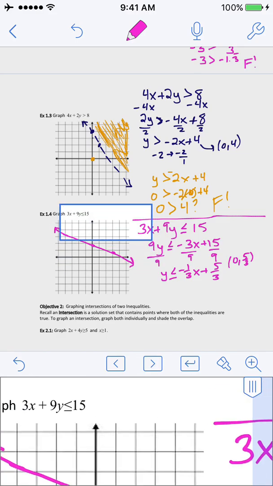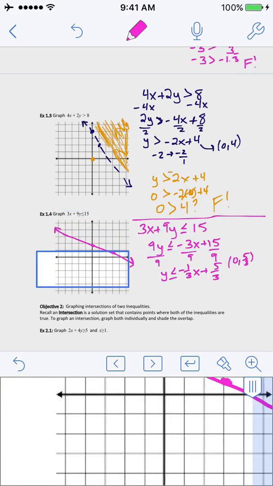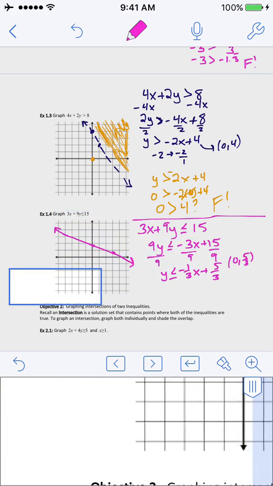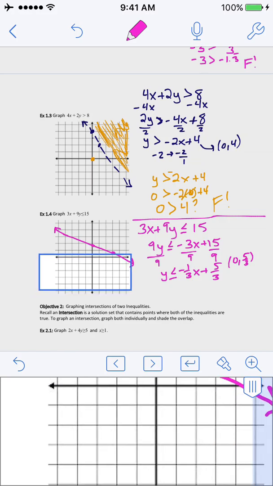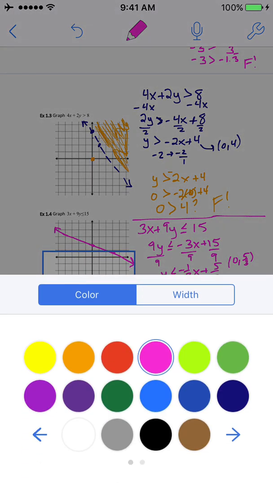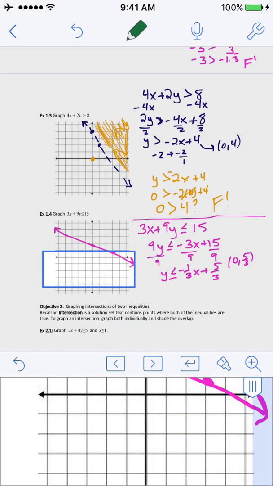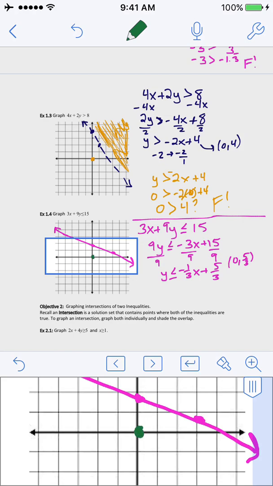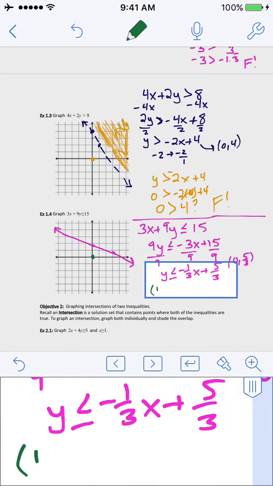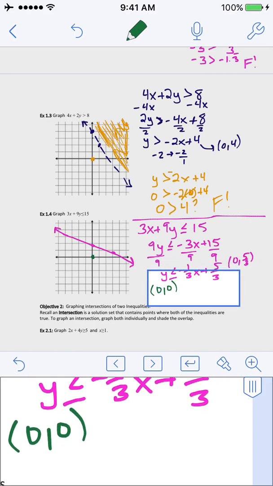And then I need to find out which side to shade. Now it's less than or equal to, so logic says it probably should be the lower part. But just to check, I'm going to pick a test point. I'm going to pick 0, 0 again. Because why not.